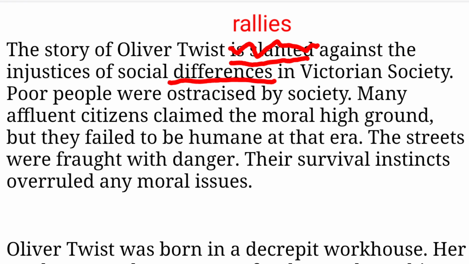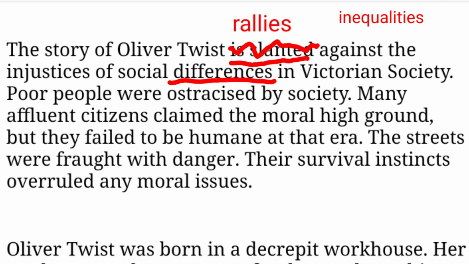Well, differences are not necessarily negative. Maybe you want to be more emotive. Social inequalities. The social inequalities of or in Victorian society. Poor people were ostracized by society. Many affluent citizens claimed the moral high ground, but they failed to be humane at that era.